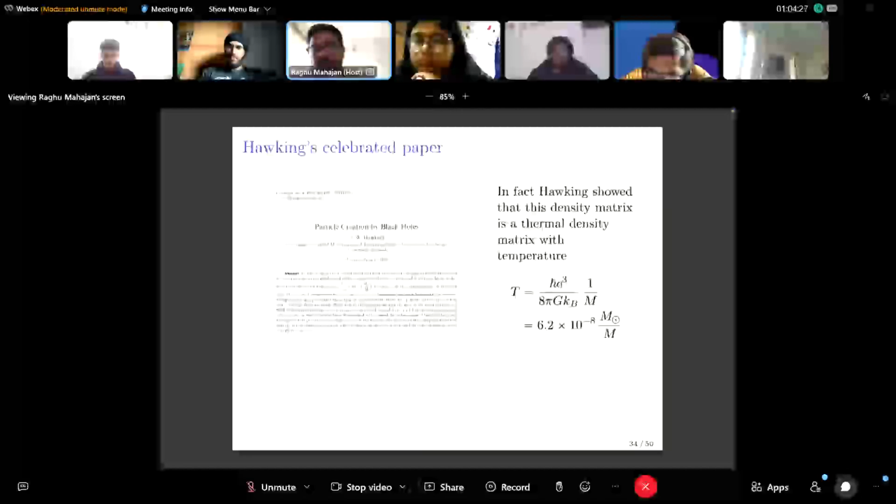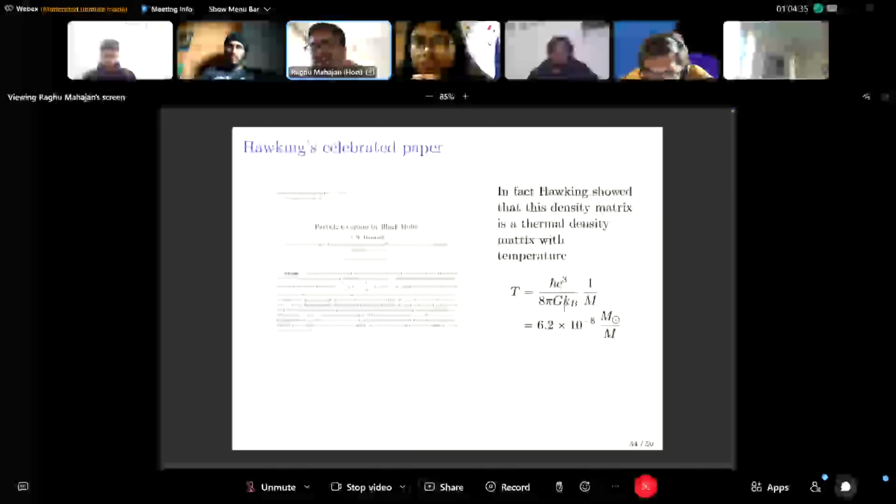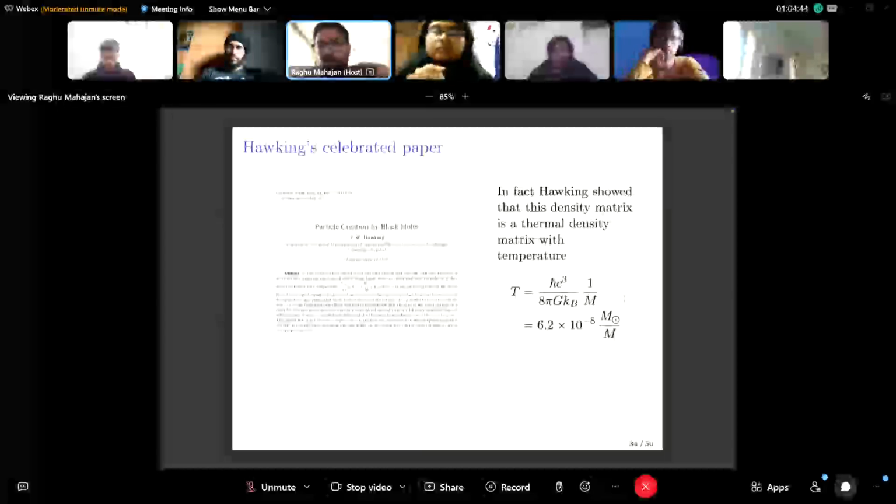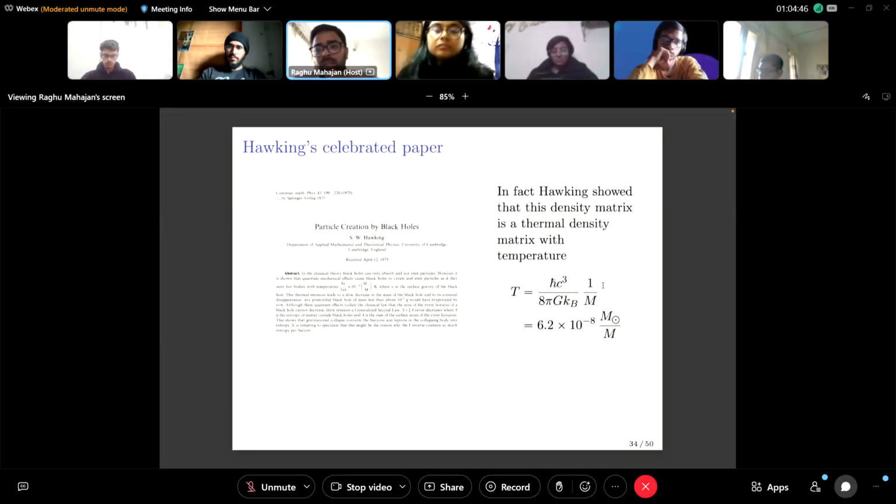It has the speed of light, so there is some relativity going on. There is G, right? So G is gravity, and Kb is the Boltzmann constant. So this formula captures the fact that I was telling you in the beginning, that this subject involves a lot of different fields of physics. The quantum mechanics, relativity, gravity, thermodynamics all come together.